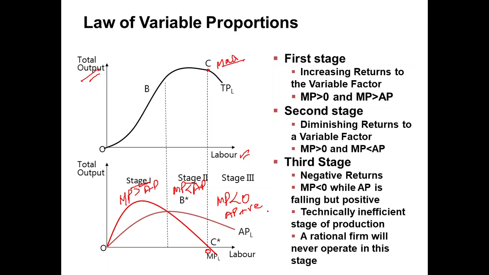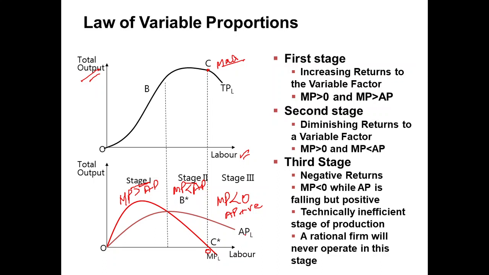Now the question is, a rational producer or rational firm, in which stage should it produce, whether first stage, second stage, or third stage? It is highly unlikely, or irrational, to produce in the third stage, because total product is declining, your marginal product is negative, and your average product is also declining.